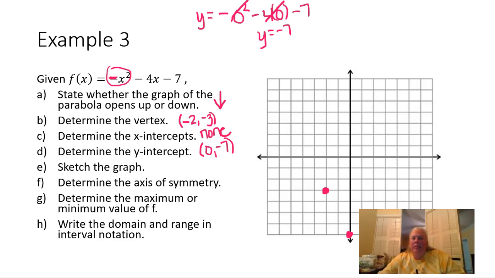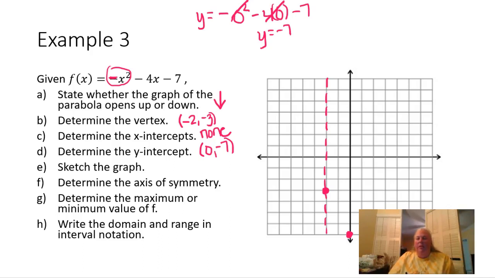Now, E is asking us to sketch the graph, and we really only have 2 points here to sketch the graph. And so it's going to be a little bit tricky to try and do this with just 2 points in it. But we can use the fact that these parabolas are symmetric. So let's go ahead and move on to F and find the axis of symmetry. We said that -2, -3 right here was going to be the vertex. And remember, the axis of symmetry is just an imaginary vertical line that goes through the vertex of a parabola.